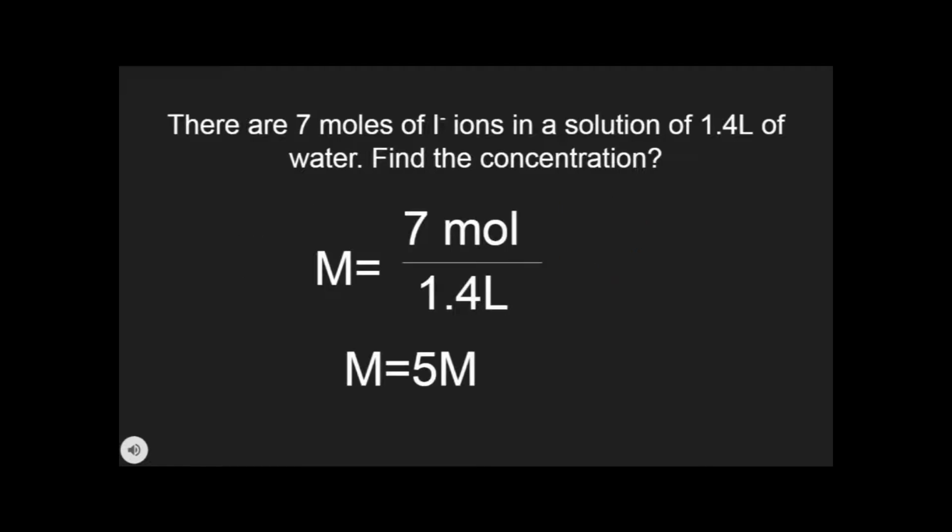Now that we've identified all of our variables, we're ready to plug in. M equals N over V, so we can say molarity equals 7 moles divided by 1.4 liters. Plugging that into a calculator, we get that the molarity, or concentration, of this solution is 5 molar. Hopefully this makes sense. We're now going to move on to finding other variables using the same equation.